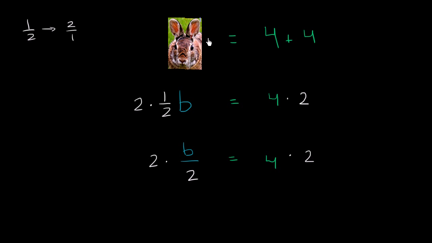We can look at either of these equations and essentially get the solution. 2 times something divided by 2 is just going to be that something. You're just going to be left with a B. And then 4 times 2 is 8. So these are 8-pound bunnies. You see it over here. 4 times 2 is 8. 2 times 1/2 is just 1. You have a whole bunny right over here, and it's going to be equal to 8 pounds.